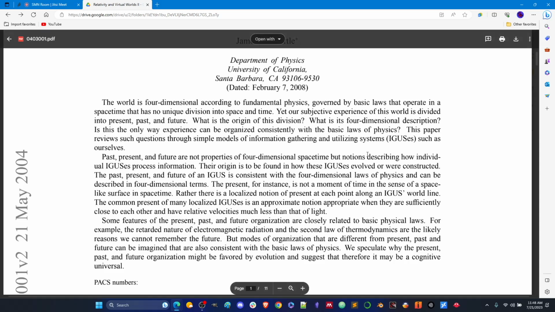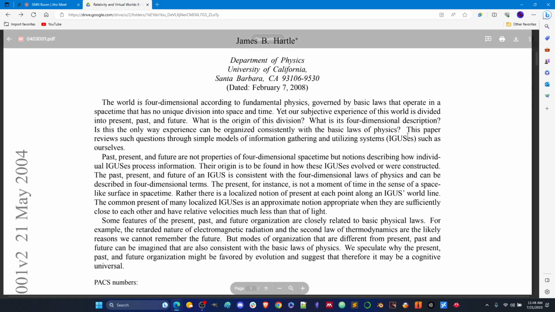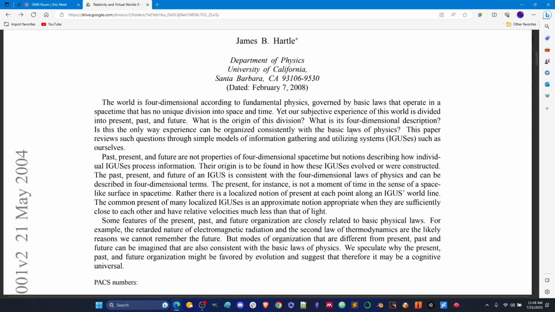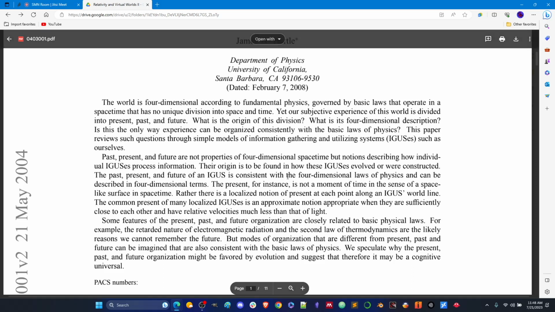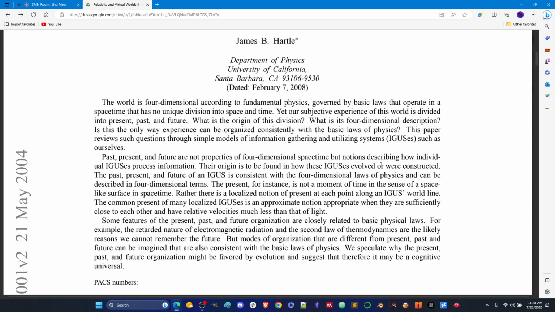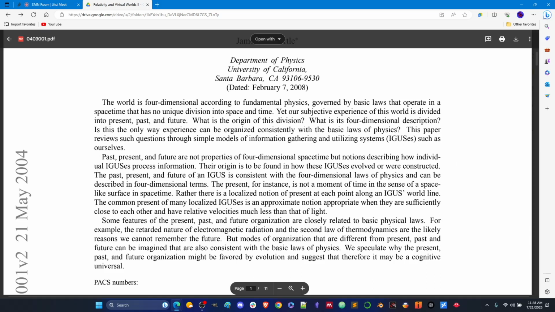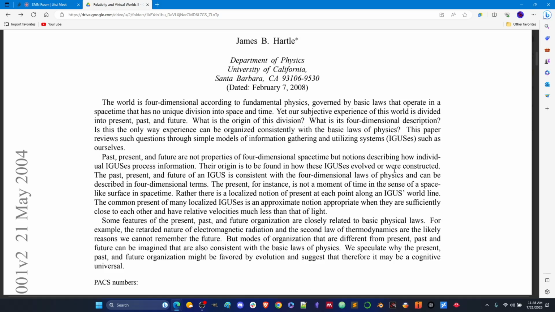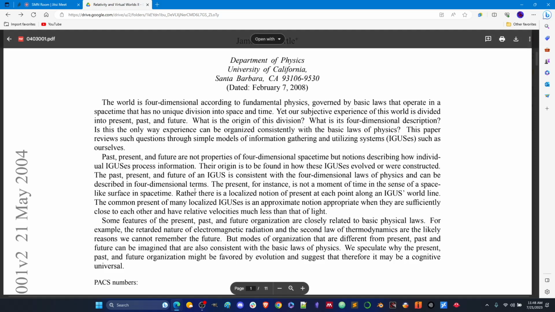So he talks about this sort of thing, how it reviews such questions through simple models of information gathering, utilizing systems such as ourselves. Past, present, and future are not properties of four-dimensional space-time, but notions describing how individual IGUSs, those are information gathering and utilizing systems, process information. Their origin is to be found in how these IGUSs evolved or were constructed. The past, present, and future of an IGUS is consistent with the four-dimensional laws of physics. So this is where we're bridging this gap and can be described in four-dimensional terms.